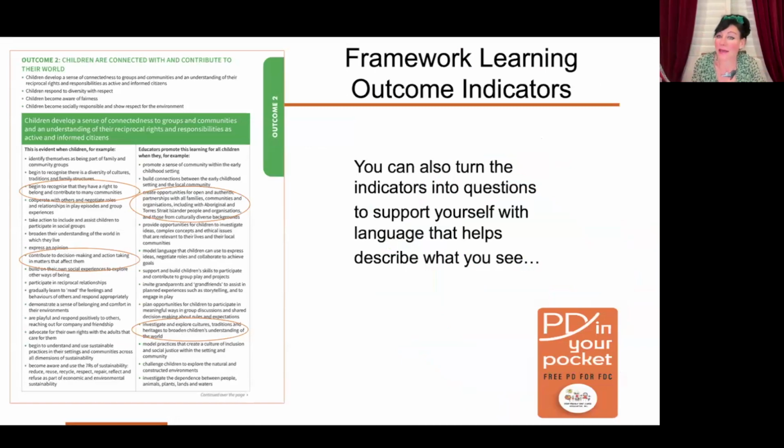So here again is another way that you can turn indicators into questions to support yourself. Once again, using the language. This is the other thing. Sometimes we struggle with, I don't know what to write. I don't know what to say. We have this incredible document plus the My Time, Our Place. It is full of language to help us describe our work. Here's a really good example of using the information in the indicators underneath the outcome to help you go, how did I see children create opportunities for open and authentic partnerships with families and communities?